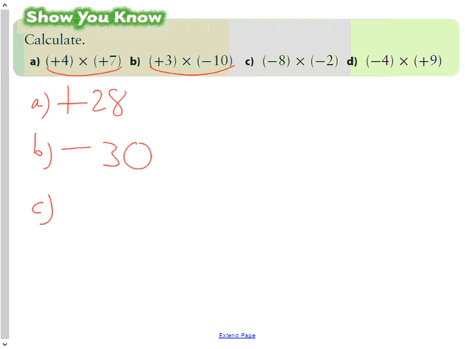For C, I have a negative times a negative, which are the same signs, which means my product is going to be positive. And 8 times 2 is 16. And finally, for D, I have different signs, a negative times a positive, so my answer is going to be negative. And 4 times 9 is 36, so those are our answers for that using sign rules. That's so easy.